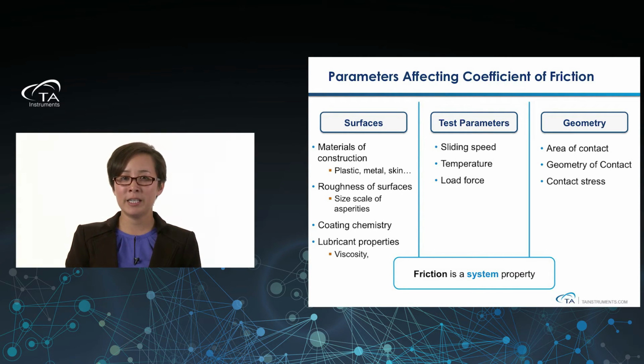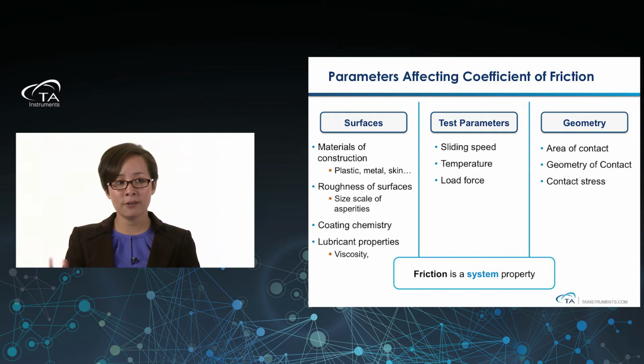So as you can see here, specifically when we talked about the different surfaces, the coefficient of friction isn't just any type of property, it's a system property. It will depend on the geometry that you've chosen, the test parameters, and even just what kind of surfaces you've chosen to do this testing on. So that's definitely something to keep in mind, that it is a system property. So when we change materials out, we would expect the coefficient of friction to change.